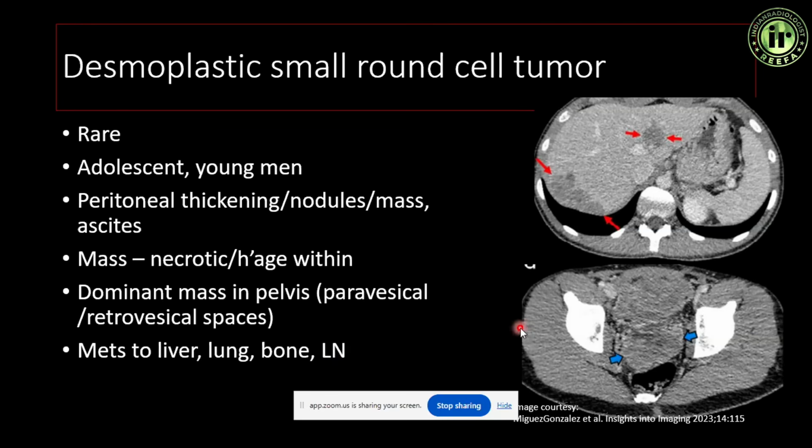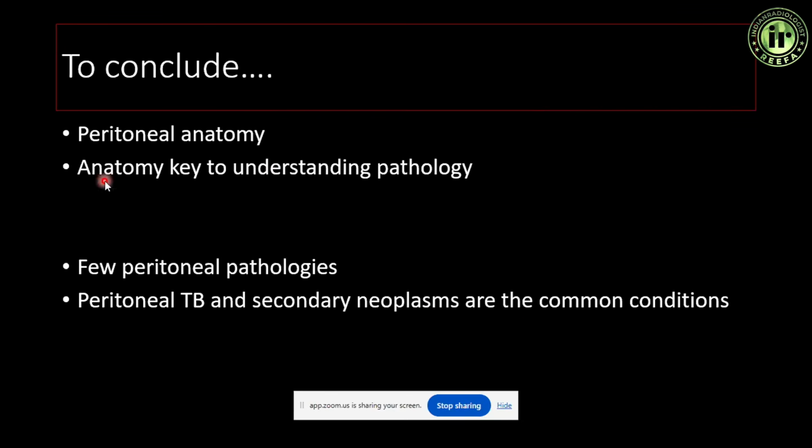So that, I think, brings me to the end of my lecture. What we have done is we've basically emphasized the peritoneal anatomy, because understanding the anatomy is key to understanding pathology. We've seen a few peritoneal pathologies. Important to remember that peritoneal tubercular involvement and secondary involvement of the peritoneal cavity are the common conditions. Primary peritoneal neoplasms are not as common as the secondary involvement.